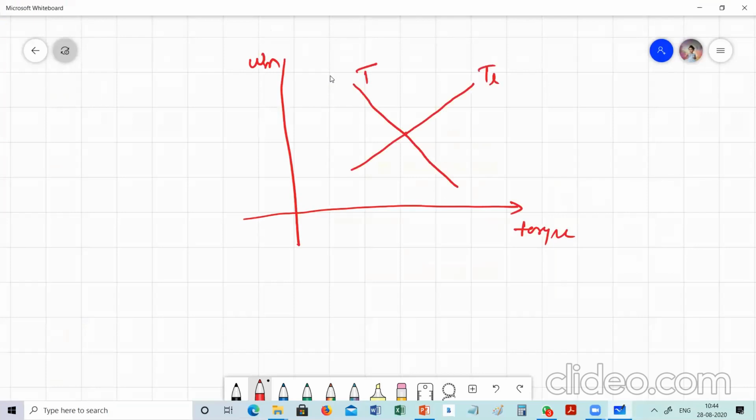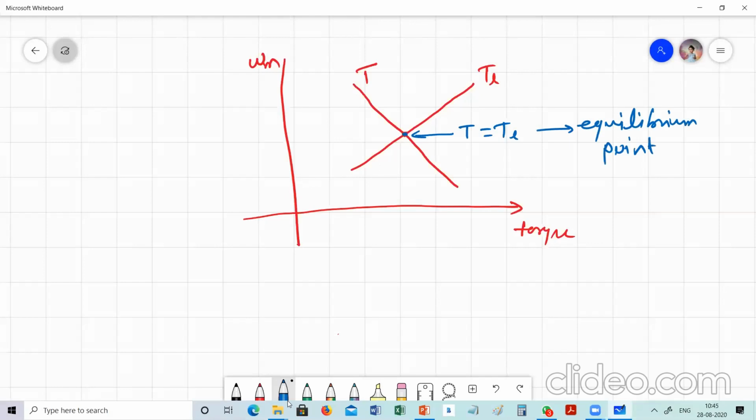At this point, I will show it in another color. At this point, we can say that T is equal to TL, because it is an intersection. T equal to TL means this is an equilibrium point. Now we have to evaluate whether this equilibrium point is stable or not.